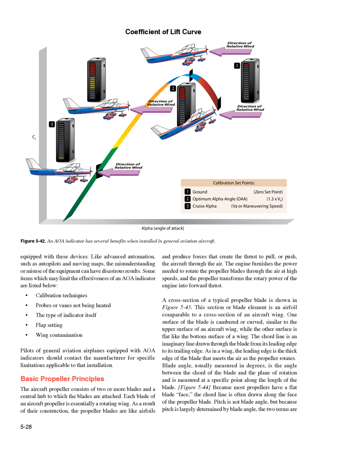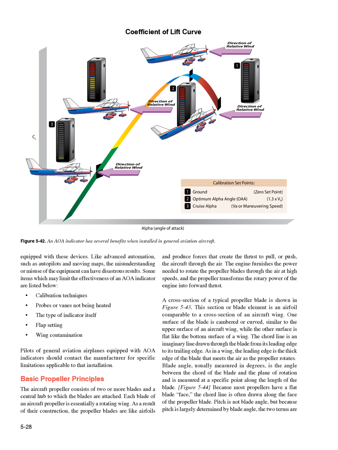Basic propeller principles. The aircraft propeller consists of two or more blades and a central hub to which the blades are attached. Each blade of an aircraft propeller is essentially a rotating wing. As a result of their construction, the propeller blades are like airfoils and produce forces that create the thrust to pull, or push, the aircraft through the air. The engine furnishes the power needed to rotate the propeller blades through the air at high speeds, and the propeller transforms the rotary power of the engine into forward thrust.